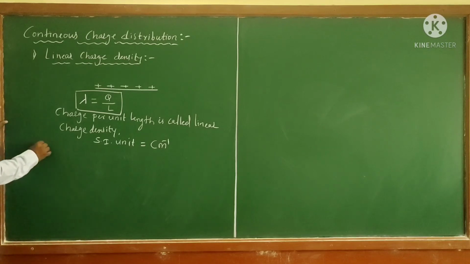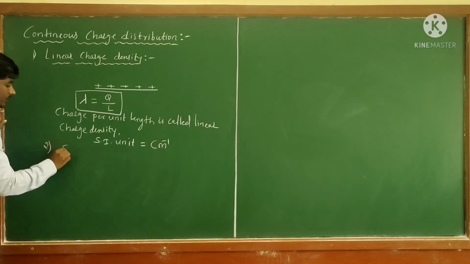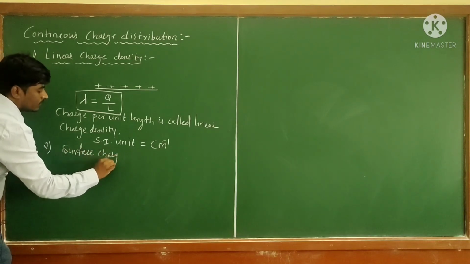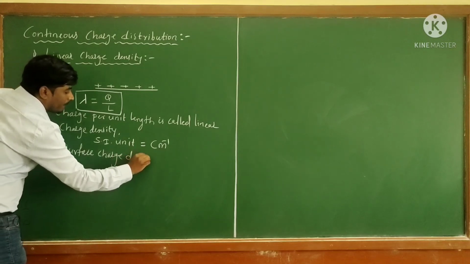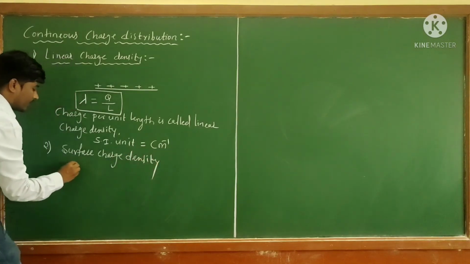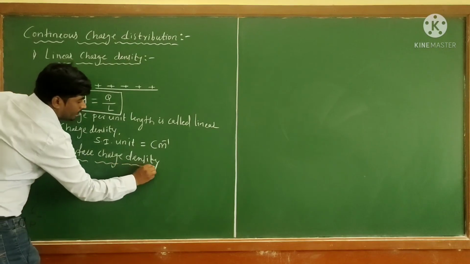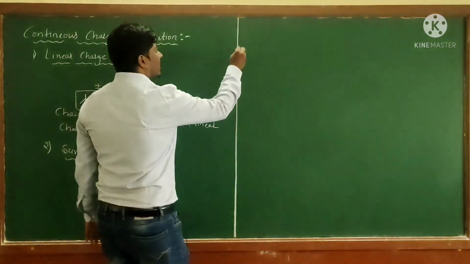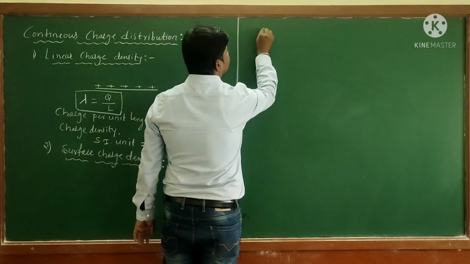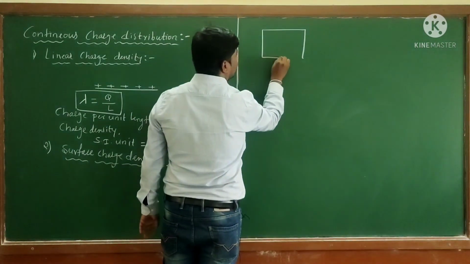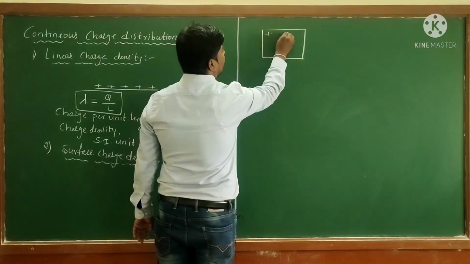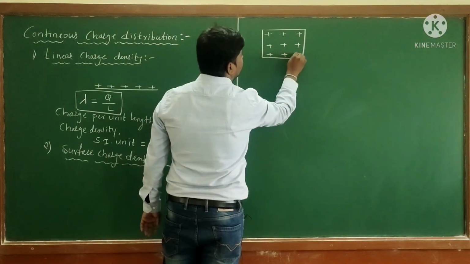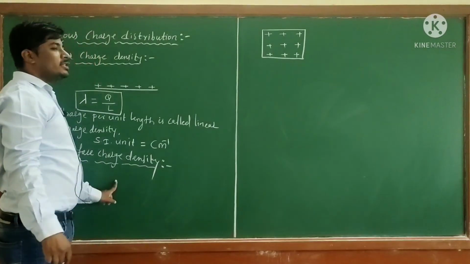Alright. The second one is surface charge density. What do you mean by surface charge density? Surface charge density means charges are distributed along its plane. This is the plane sheet now. And if the charges are distributed along its plane, then we call it a surface charge density.